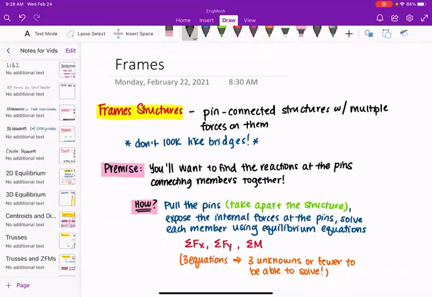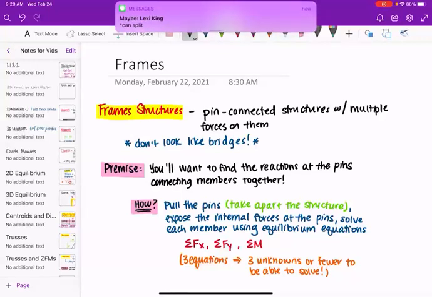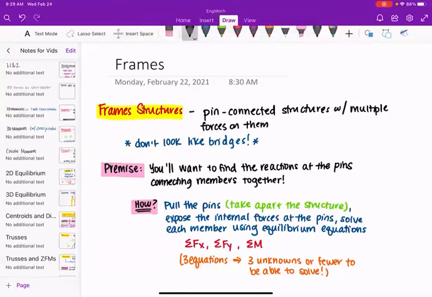All right, so in this video, we're going to go over frames and how to solve problems that involve frames. So essentially, a frame is just a pin-connected structure with multiple forces on them. And in terms of identifying them on an exam, where they won't necessarily tell you, hey, this is a frame problem, frames are the ones that don't look like bridges, right? Because bridges are pin connected structures with multiple forces on them, right? So bridges and frames are not the same, right?